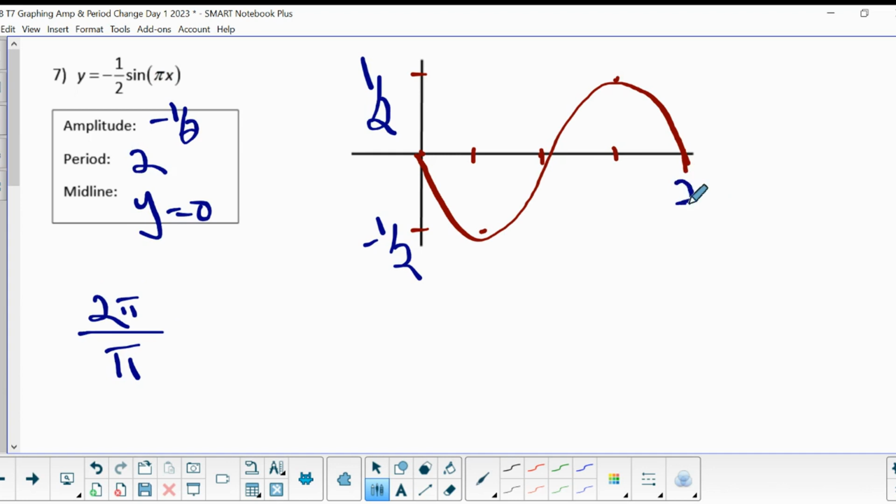So that means out here is 2. Well, that means this is 1. That means this is a half. And that means this is 3 halves. So now I don't have any pi's because I divided out the pi, but otherwise the fractions are the same.